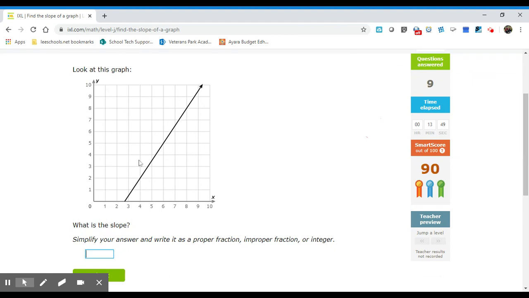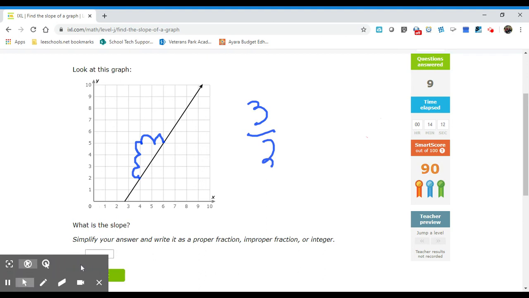So, again, rise over run. Where is our first point on the line? Right here, right? Up. And where's the next one that intersects? Right here. So our rise is 1, 2, 3. And our run is 1, 2. 3 over 2. Okay? See if we can get 100 on this.